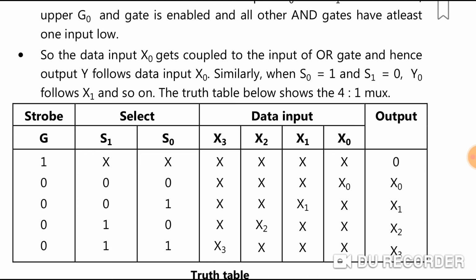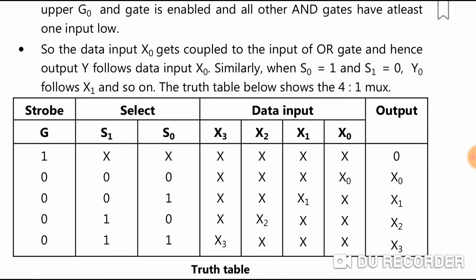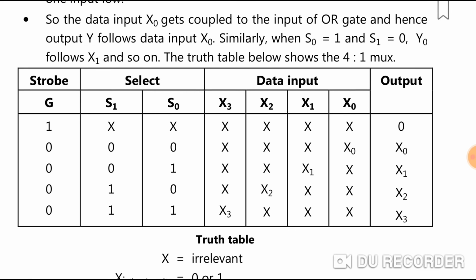So the data input X0 gets coupled to the input of the OR gate, and hence output Y follows data input X0. Similarly, when S0 is 1 and S1 is 0, Y follows X1 and so on. So the truth table is like this.